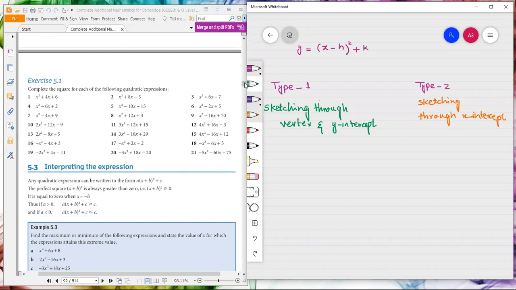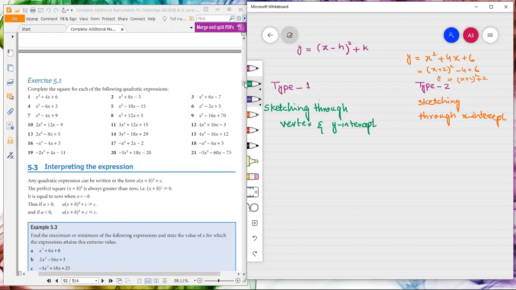For example, if I give you the example y is equal to x square plus 4x plus 6, then completing the square is just x plus 2 whole square minus 4 and plus 6. Then this will become x plus 2 whole square and plus 2. So in this lecture, we will learn how to draw the curve of a quadratic function.